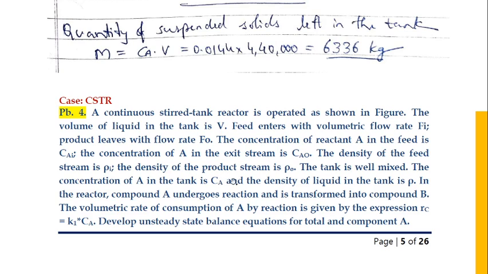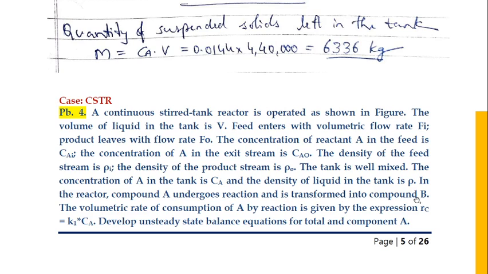That's our assumption. The density of liquid in the tank is rho. So it enters as rho i, inside the tank it is rho, and the exit is rho naught. So what we can do is make it a constant density system. We can assume it later and we'll verify that. In the reactor, a compound A undergoes a reaction. The chemical that is coming in is undergoing a reaction here, so it is transformed into chemical B.